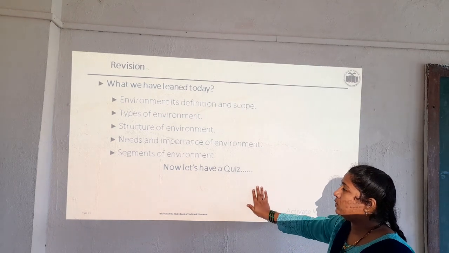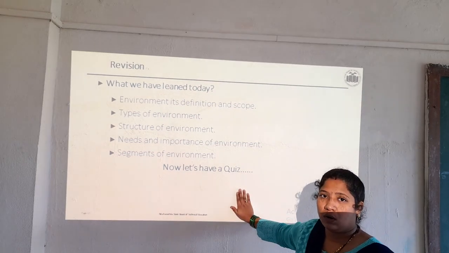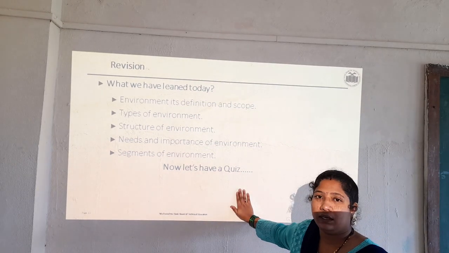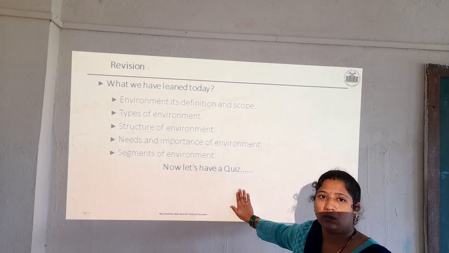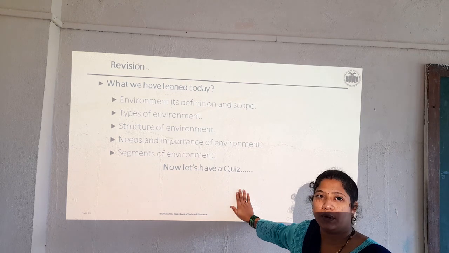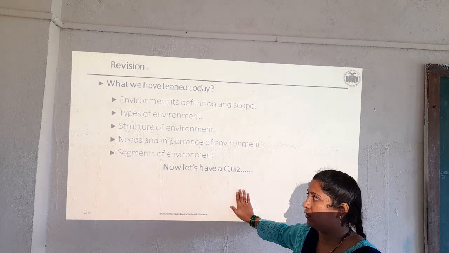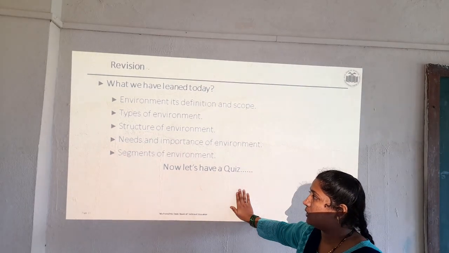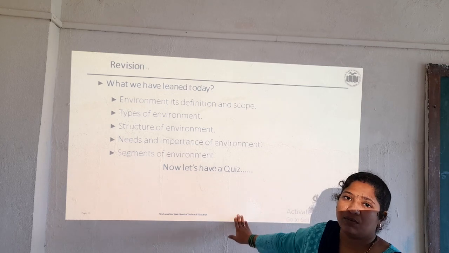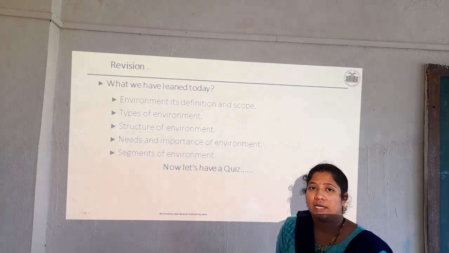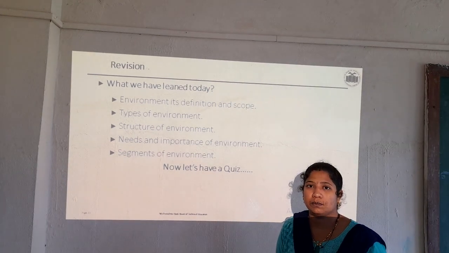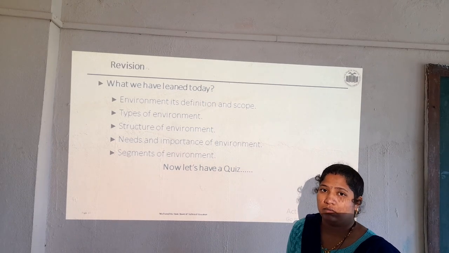Next is need and importance of environment. We know we don't have another earth on this planet, so we have to protect and prevent these environmental issues on the earth. And last one is the segments of environment. There are four types of segments of environment: atmosphere, biosphere, lithosphere and hydrosphere.